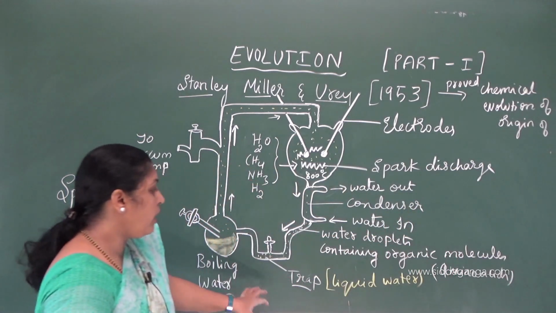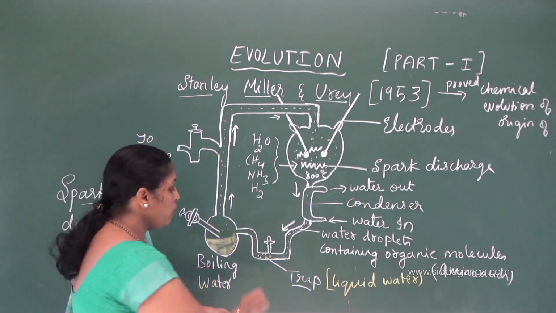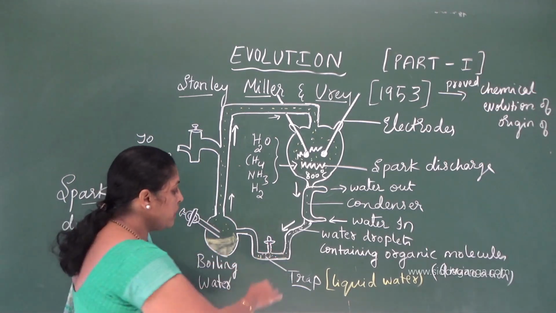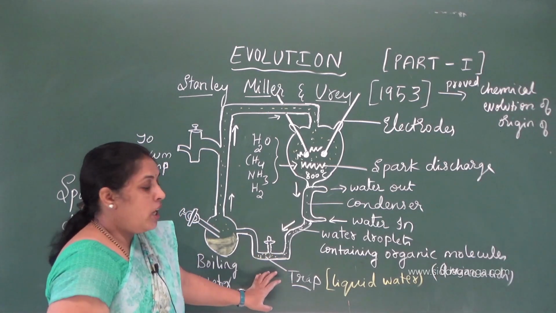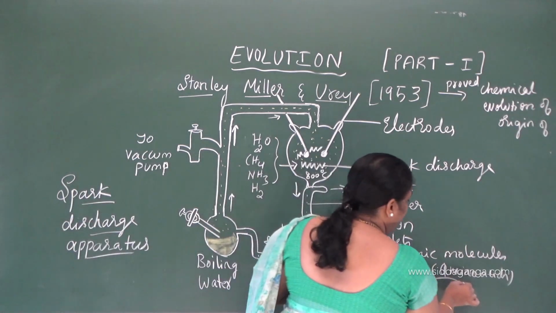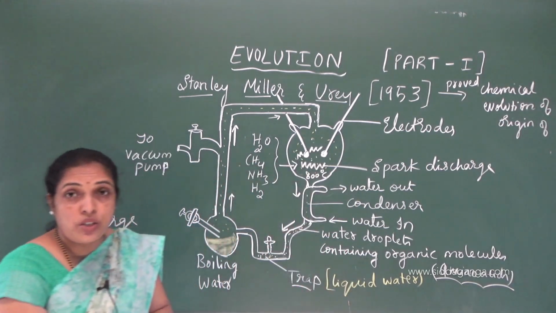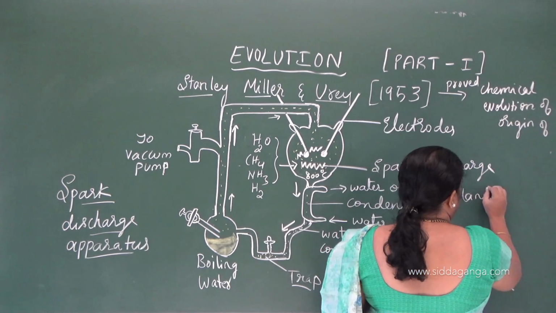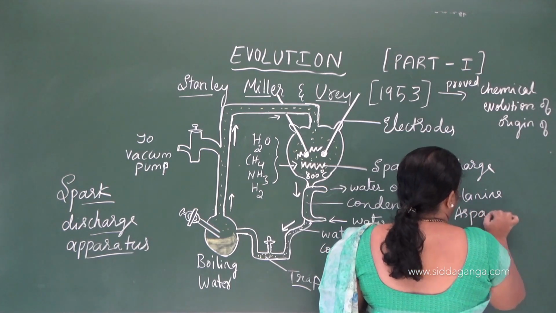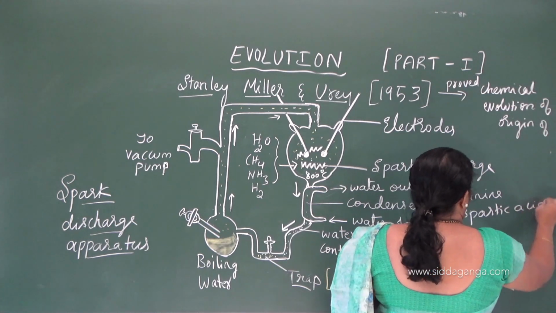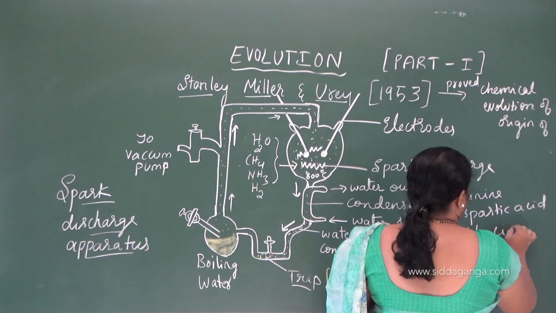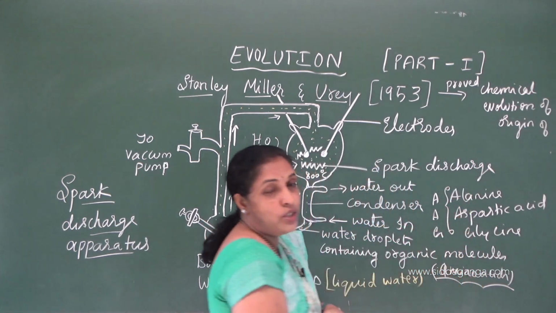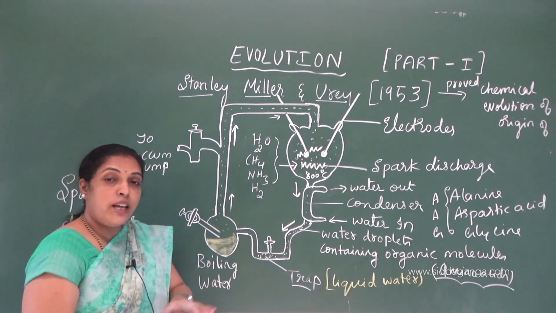So the liquid water that was collected was in this trap. When we analyze the chemicals present in this trap, they showed that there was a presence of amino acids, like alanine, aspartic acid and glycine, that is AAG. So he observed the presence of amino acids in this trap.